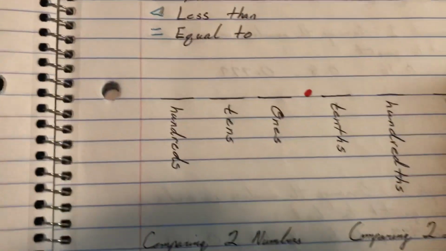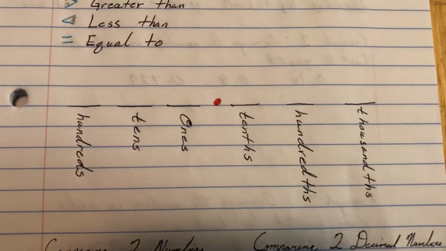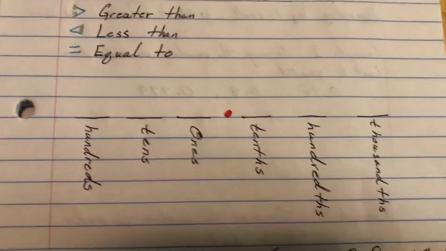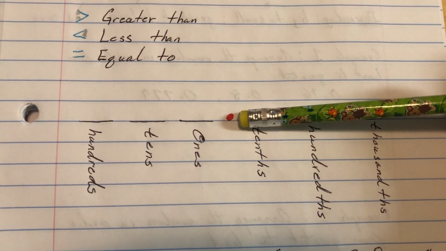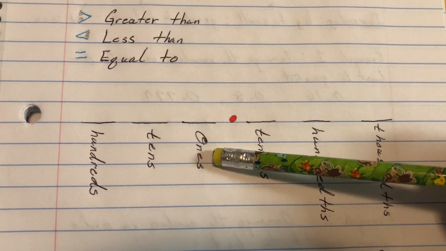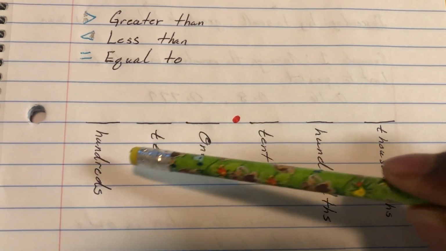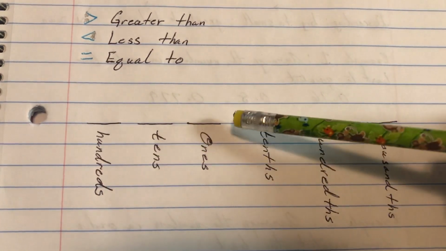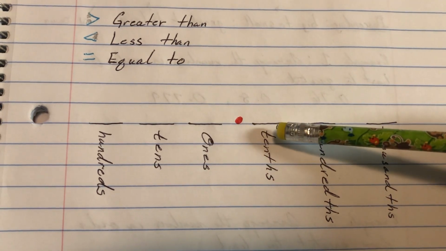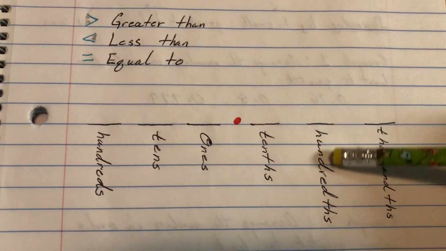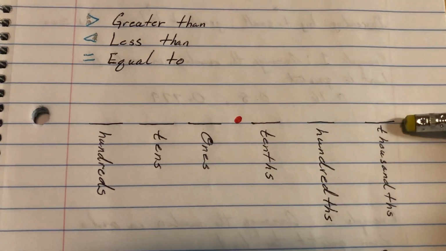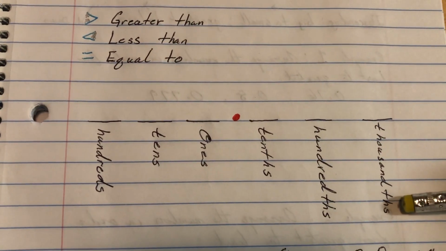All right. Next thing I want you to write down is your place value chart. Notice the red dot. That's the decimal. To the left of the decimal, we have the ones place, tens place, hundreds place. To the right of the decimal, the numbers get smaller. Tenths with the THS, you see that? Hundredths with the THS, and thousands with the THS.